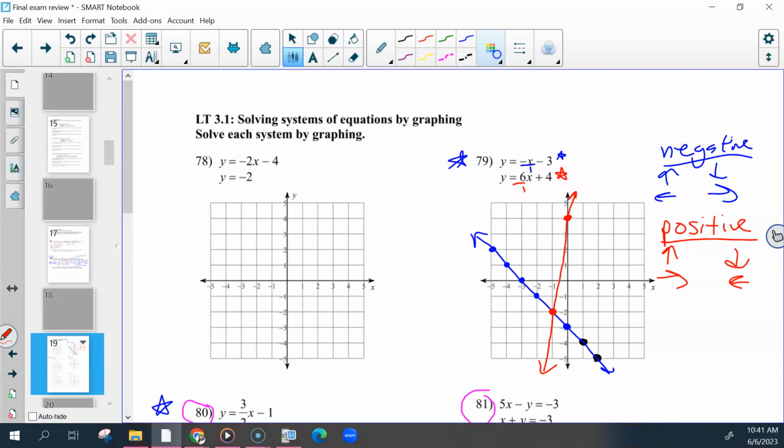And then you would look for where these 2 lines cross, and write that as an ordered pair, x and then y. And that would be your final answer. Questions on that one?